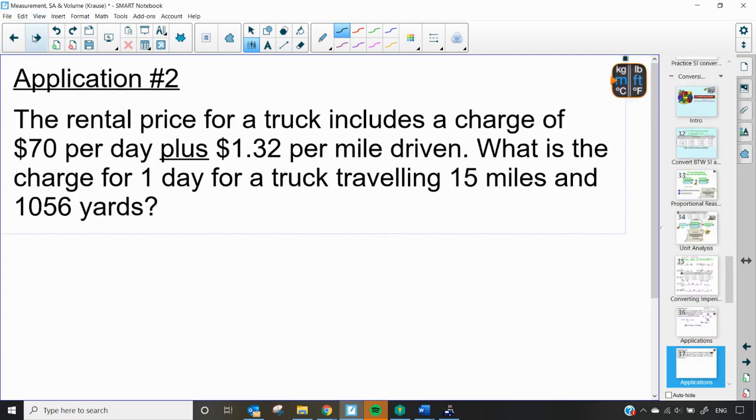All right, moving on to the next example. The rental price for a truck includes a charge of $70 per day plus $1.32 per mile driven. And the question says, what is the charge for 1 day for a truck traveling 15 miles and 1,056 yards?